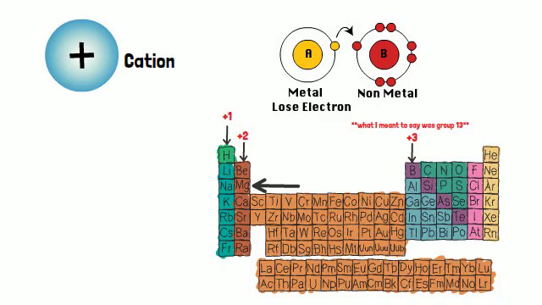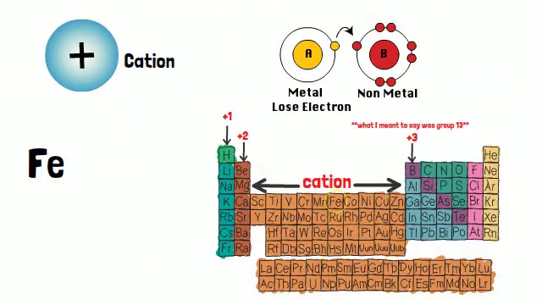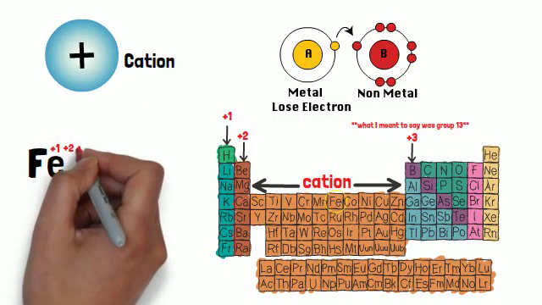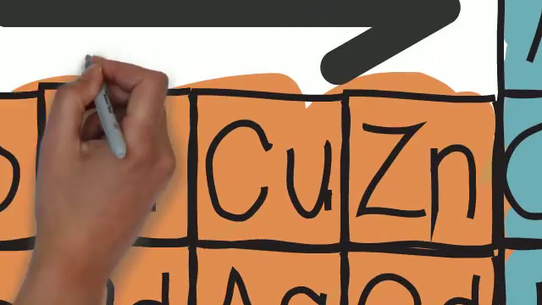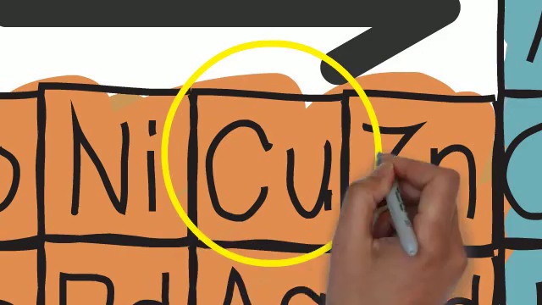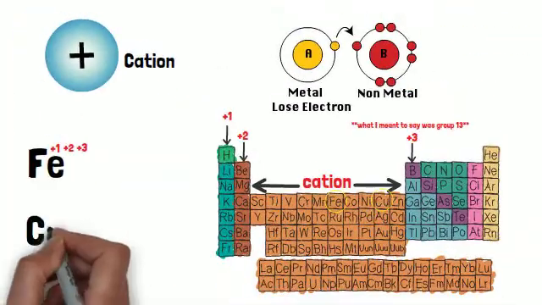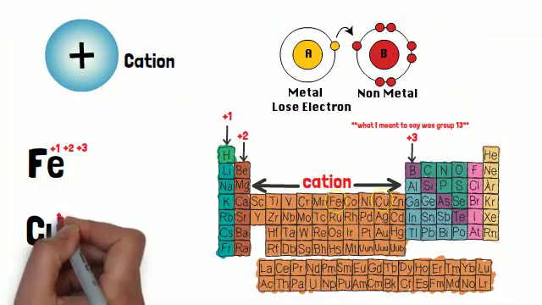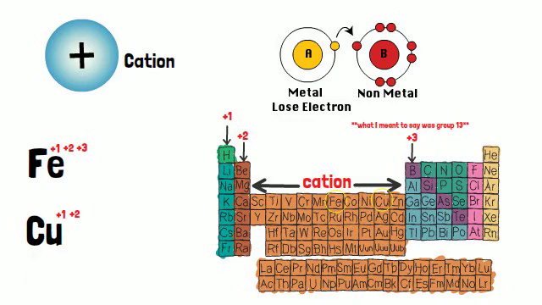Transition metals are elements that form cations. These metals usually form more than one charge. For example, iron, which has a symbol of Fe, forms charges of +1, +2, and +3. Copper, which has a symbol of Cu, forms charges of +1 and +2.